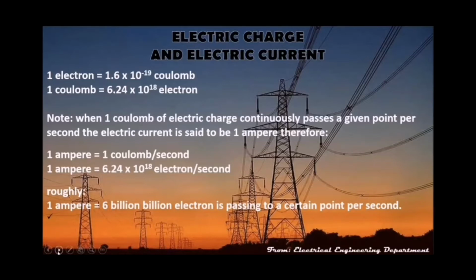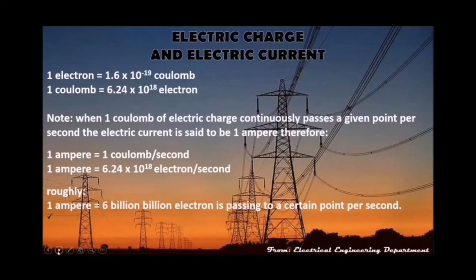1 electron equals 1.6 times 10 raised to negative 19 coulomb, and 1 coulomb equals 6.24 times 10 raised to 18 electrons. Note, when 1 coulomb of electric charge continuously passes a given point per second, the electric current is said to be 1 ampere.